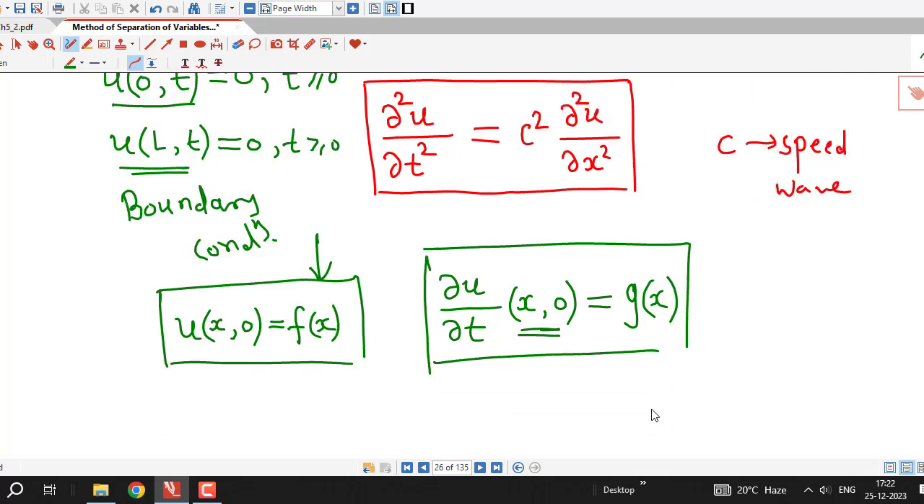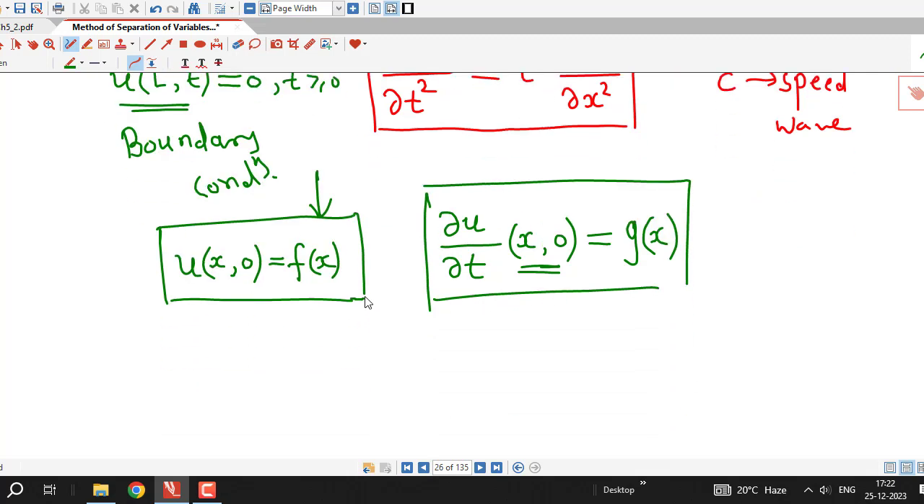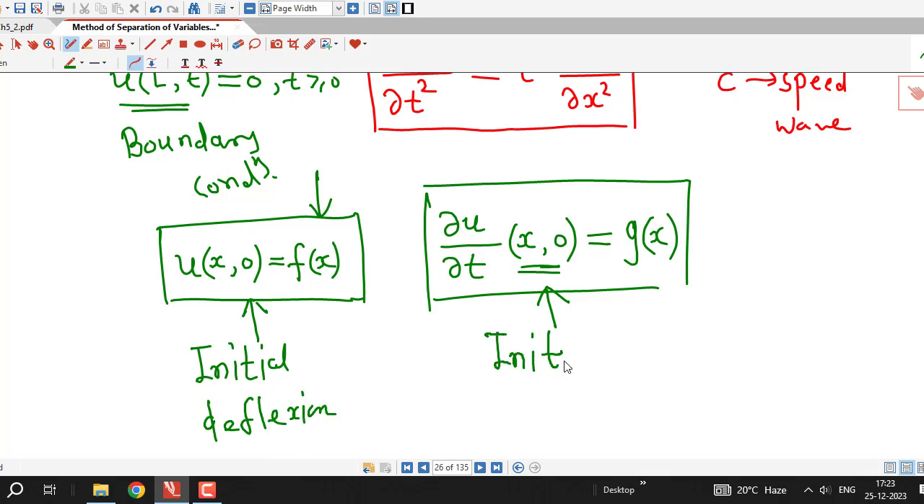So these two conditions specify the deflection of the string at time t equal to 0 and the velocity at time t equal to 0. This condition gives us the initial deflection of the string, and this is called the initial velocity.